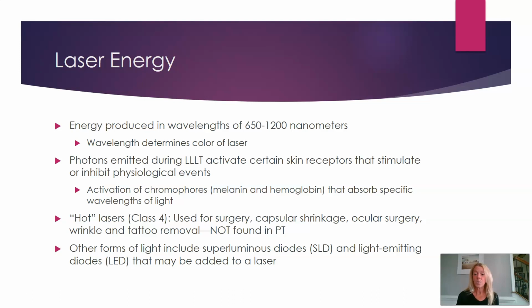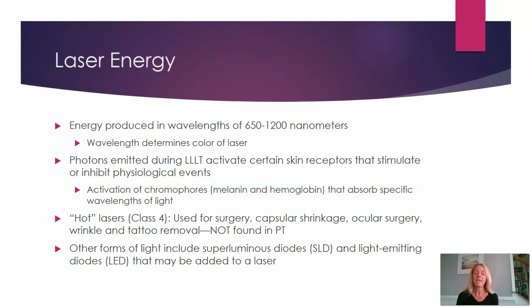Hot lasers are class 4 lasers. Lasers are graded in classes from 1 to 4. 1 would be not a whole lot of light, minimal damage. 4 can cause some significant tissue changes, right? So hot lasers, class 4 lasers, this is what physicians use for surgery. So for eye surgery, wrinkle and tattoo removal, even like the capsular shrinkage, sometimes we see that in the shoulder. We'll talk about that more in Therax next term when you hear about capsulorrhaphies. That's shrinking of the capsule itself to provide more stability at the shoulder. So those would be class 4 lasers. That's not what we have in PT. We typically have somewhere in the class 2 laser range.